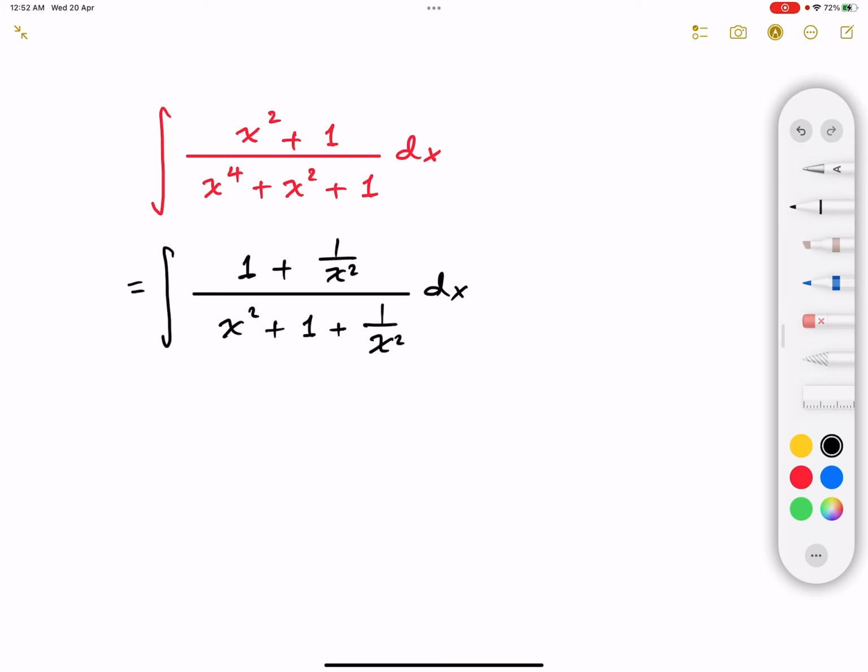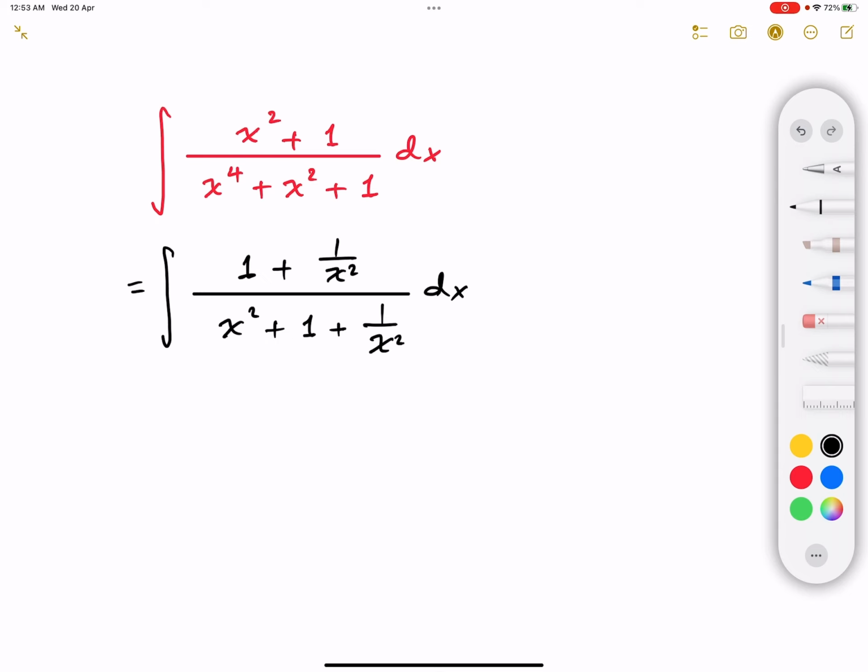And then if we think about the numerator, which is 1 plus 1 over x squared, that is basically the derivative of x minus 1 over x. So if we can have that term in the denominator, that would make perfect sense, because we're going to have a quantity in the denominator with its derivative in the numerator. So how can we do that? By basically completing the square of the denominator, okay? By completing the square of the denominator.